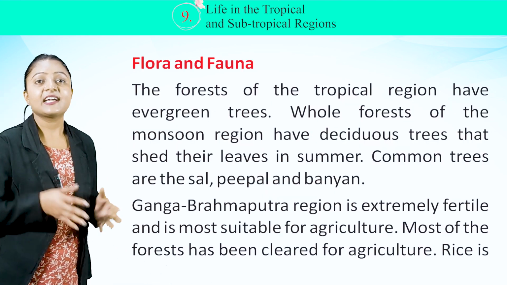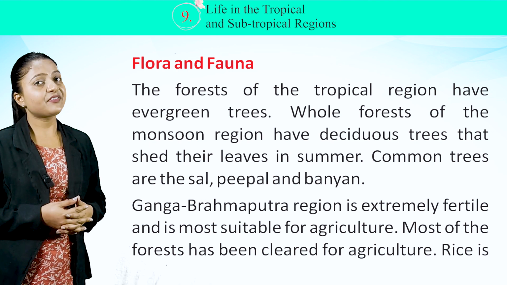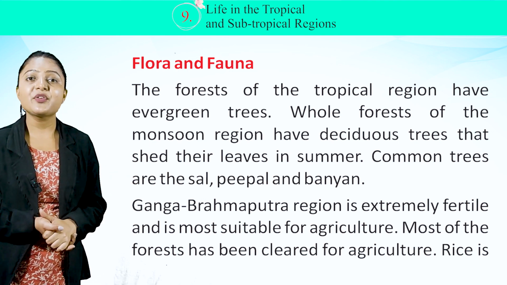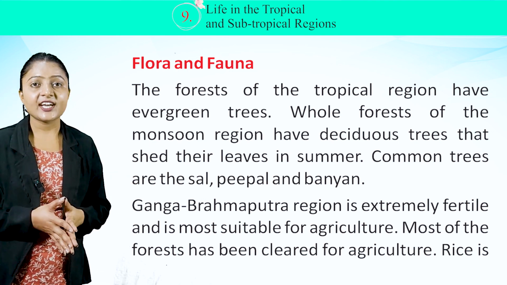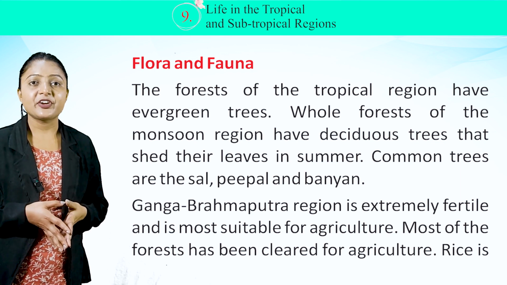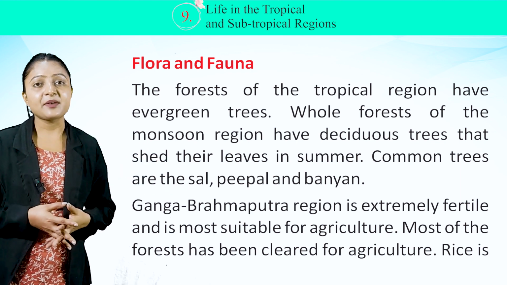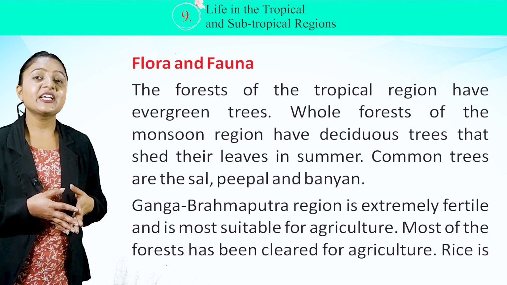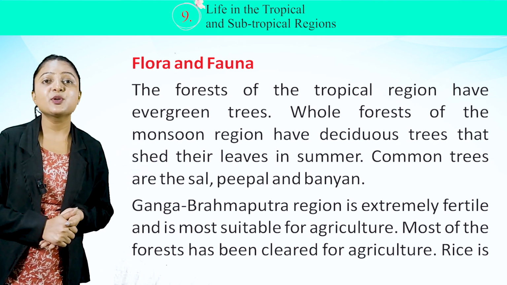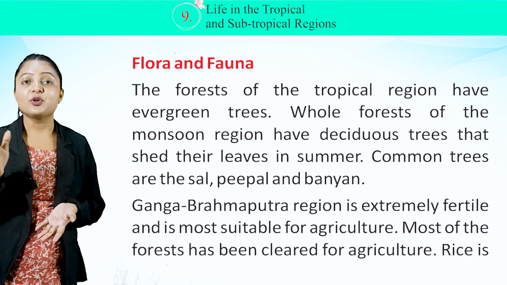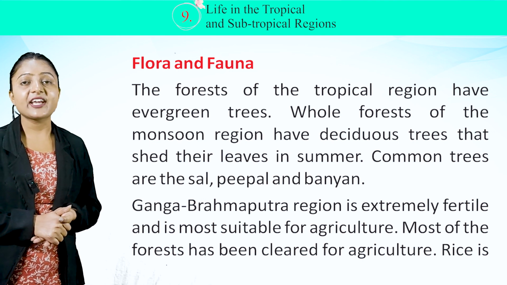Flora and fauna. The forests of the tropical region have evergreen trees. The forests of the mountain region have deciduous trees that shed their leaves in summer. Common trees are the sal, peepal and banyan. Ganga-Brahmaputra region is extremely fertile and is most suitable for agriculture. Most of the forest has been cleared for agriculture.